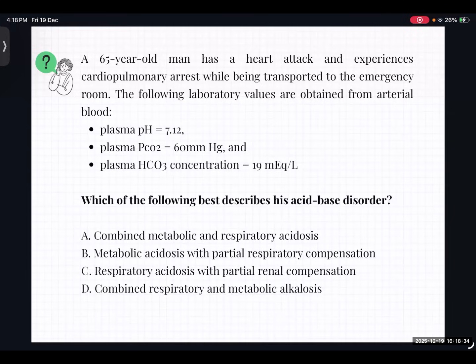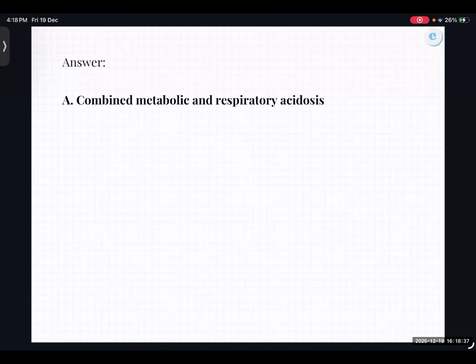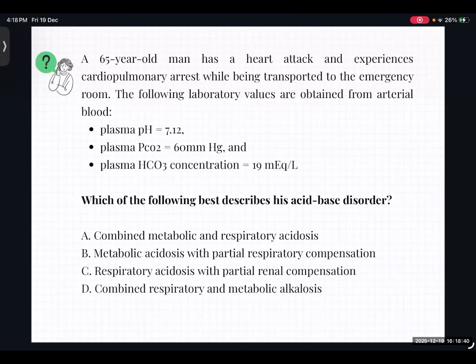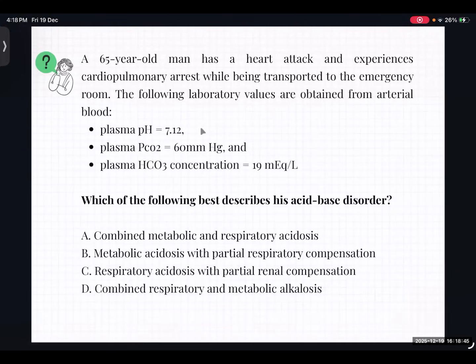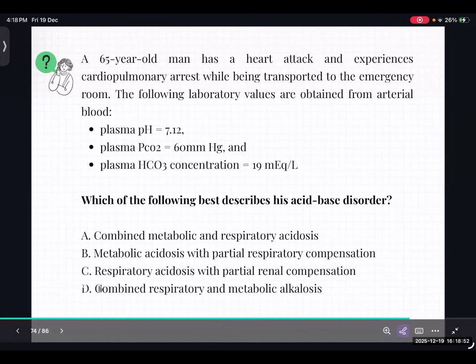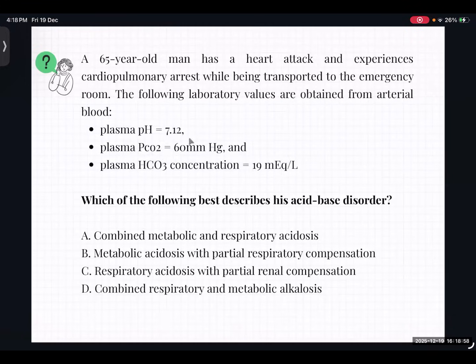Perfect. Wow. I'm pretty impressed. It is combined metabolic and respiratory acidosis. Again, for anybody asking me why, we see there is a decreased pH. So it's definitely acidosis. It's not D, definitely, for sure. We know that PCO2 is increased. According to ROME, this is true. CO2 is increased, plasma pH is decreased, and so therefore it's respiratory. That is established.